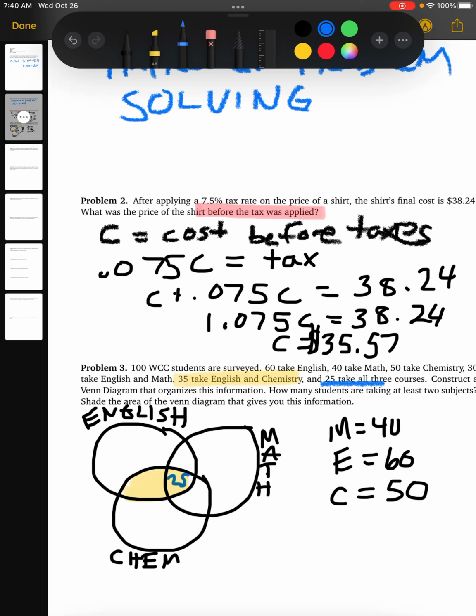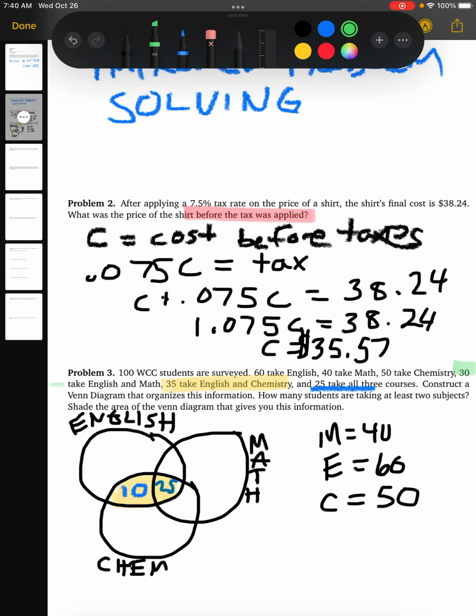And I know that I have 30 people that take English and math. So let's go ahead and highlight that, right? I have 30 people that take English and math. Well, here is the region of the graph that talks about English and math. And so 30 people take English and math. I already have 25 people in that region. So I'm going to go ahead and fill in 5 here. So now I have a total of 30 people who take English and math.